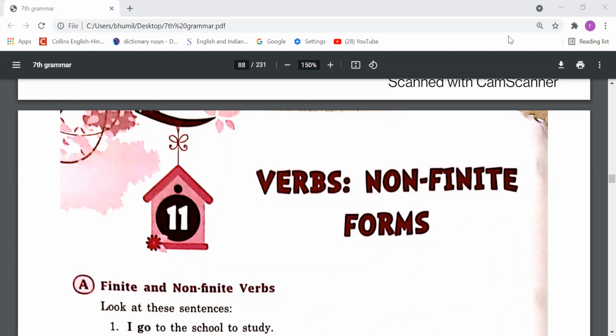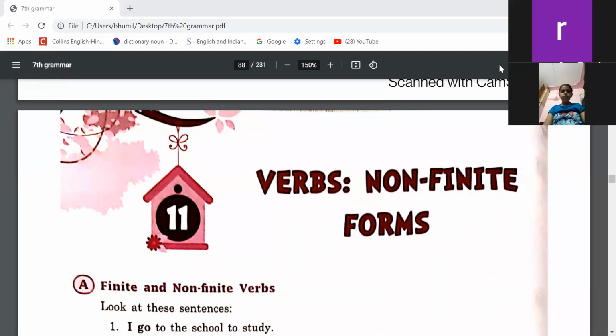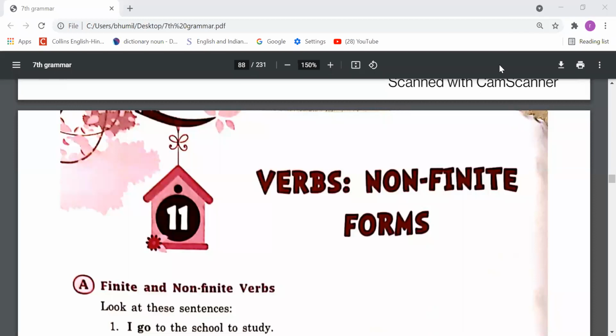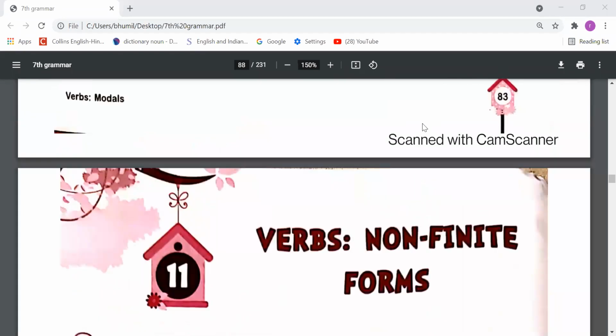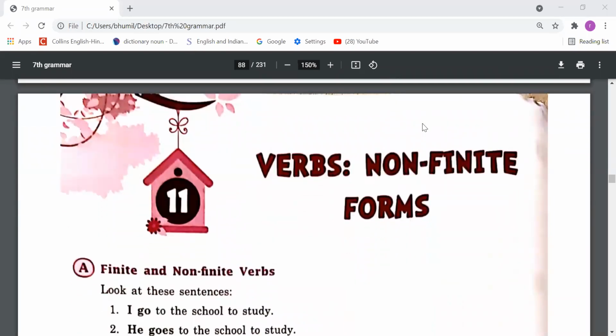Good morning, everyone. It's your English class, and today we are going to study our next chapter of our grammar book, that is Verbs Non-Finite Forms. So this is chapter number 11, and page number you have to open 84. So let's start the class.